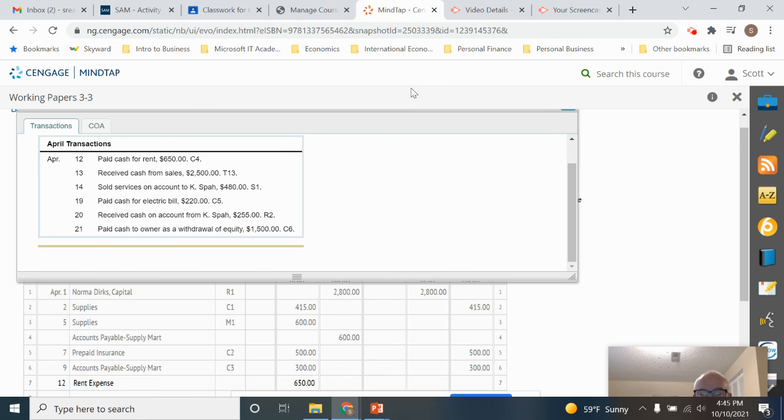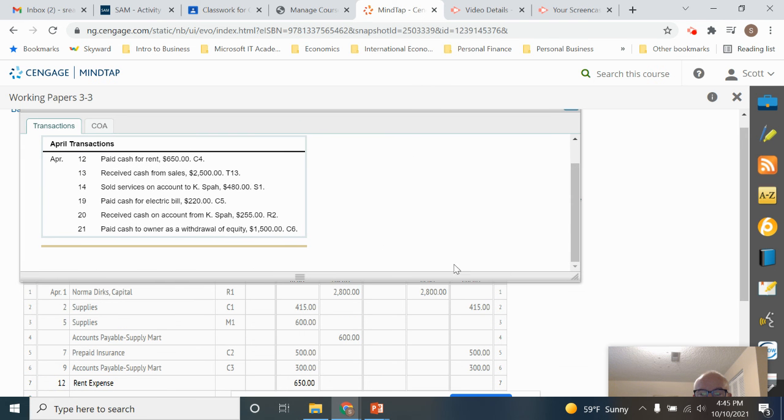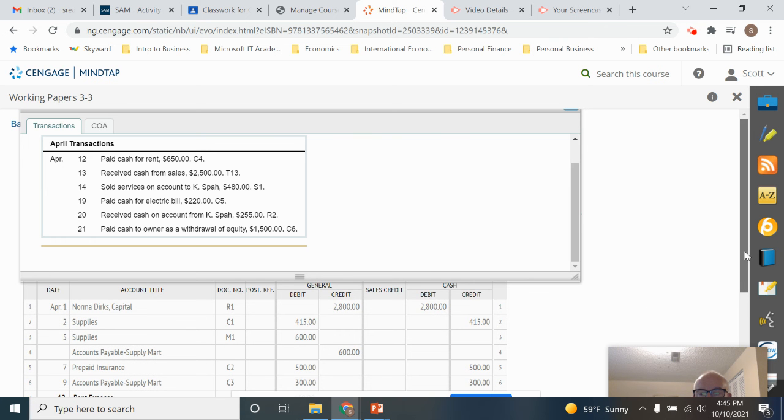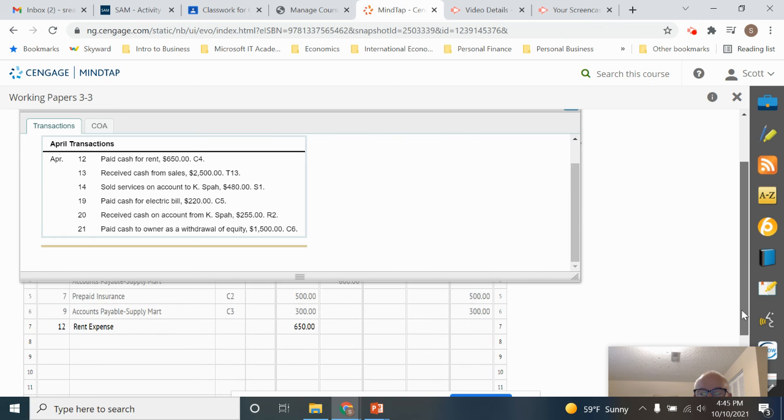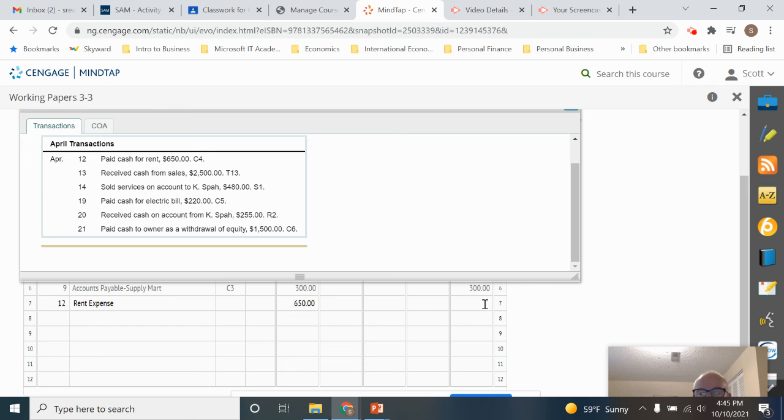I kind of wiped out my, you guys know that cash is over here and this is sales. I don't have to go up and show you that, do I? There we go. Sales credit. I'm just trying to get some space here. Sales cash credit of $650.